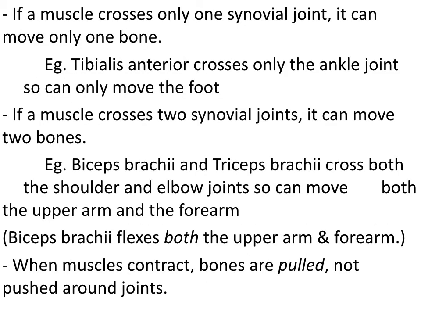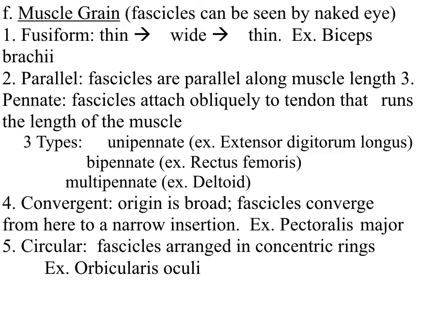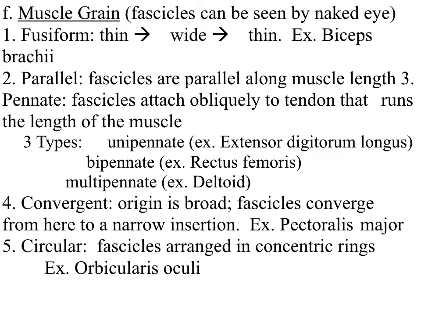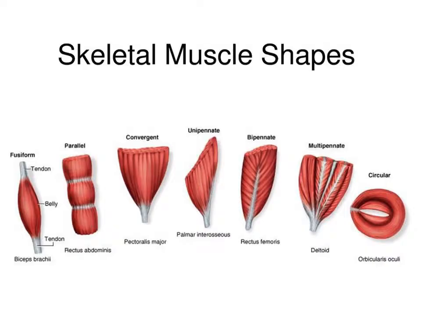All right. Now on slide 27 here, we have different shapes of skeletal muscle. We have fusiform, we have parallel, we have convergent, we have different types of pennant, like feathers: unipennant, bipennant, multipennant, and we have circular. And really the largest thing is just understanding what they look like.